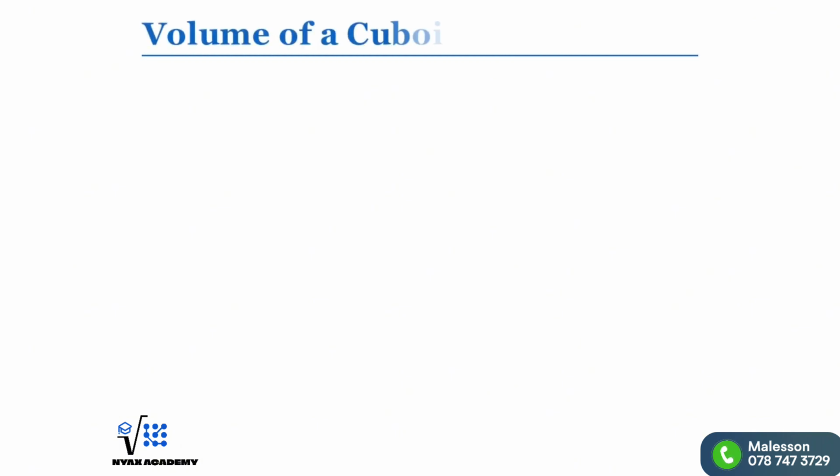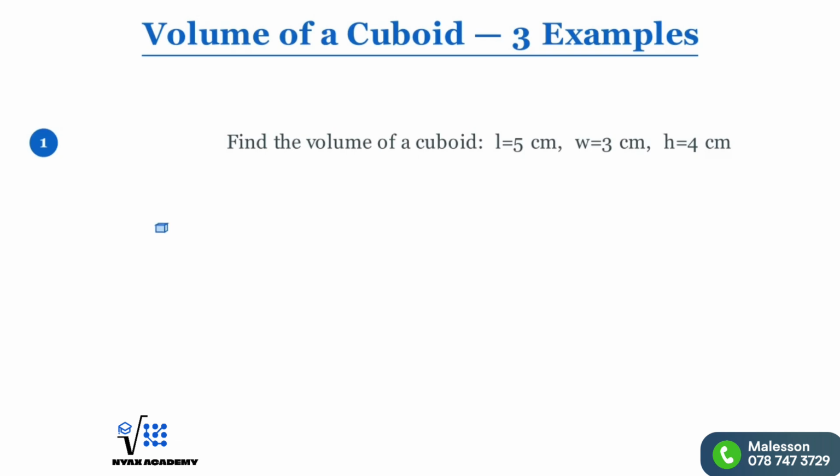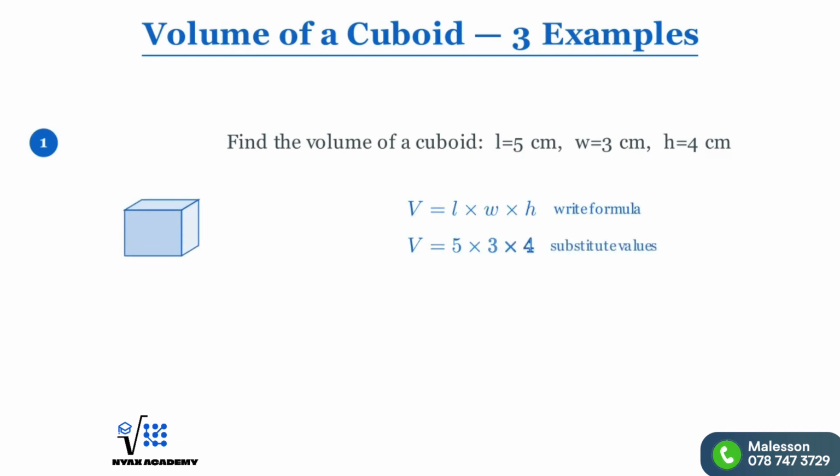Let's take a look at an example of finding the volume of a cuboid with length 5 centimeters, width of 3 centimeters, and a height of 4 centimeters. We first write our formula, and then we substitute our values. So our volume is equal to 5 times 3 times 4, and we get a volume of 60 cubic centimeters.